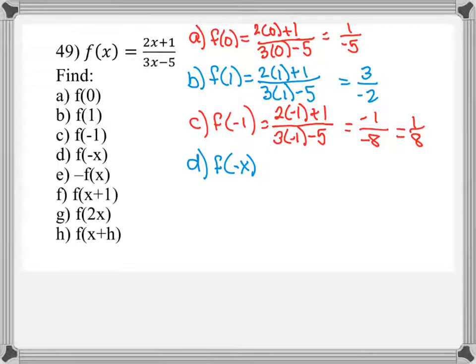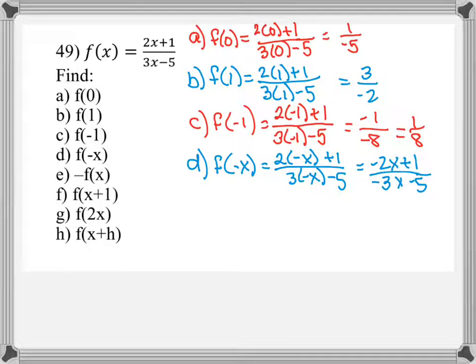D wants to know what f of negative x is. So I replace x with negative x. 2 times negative x plus 1 over 3 times negative x minus 5, which is negative 2x plus 1 over negative 3x minus 5. This is correct, but it is often simplified by factoring out the negatives in both the numerator and denominator and canceling them, which would result in 2x minus 1 over 3x plus 5.